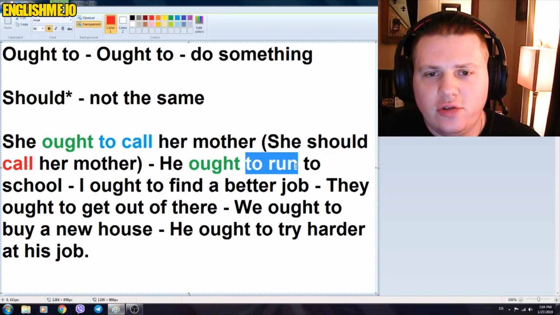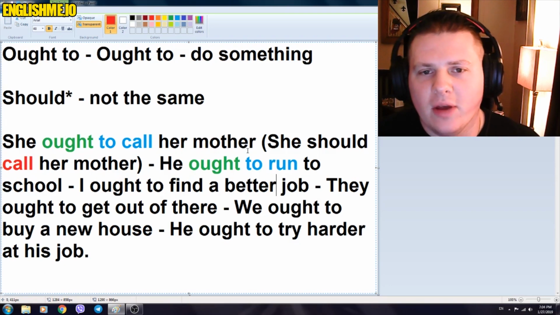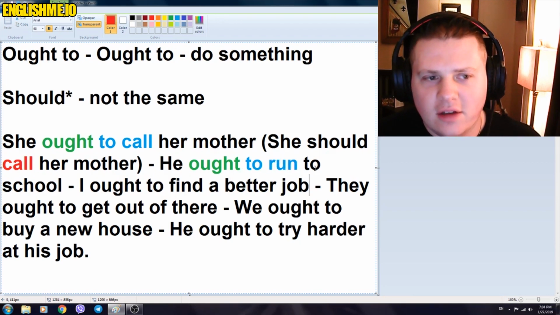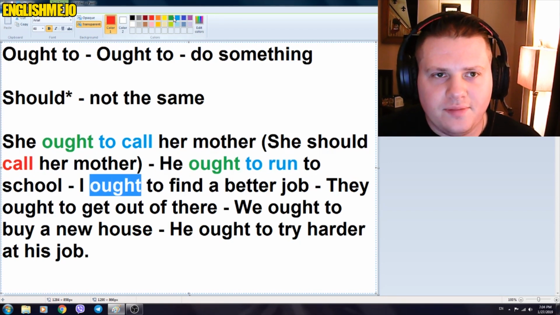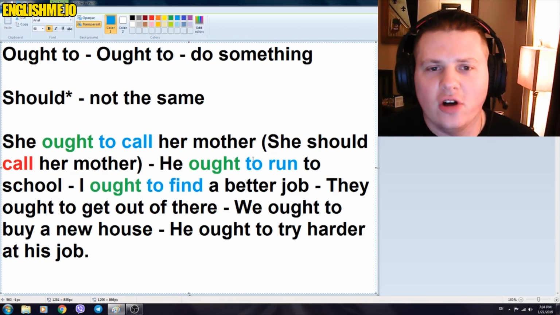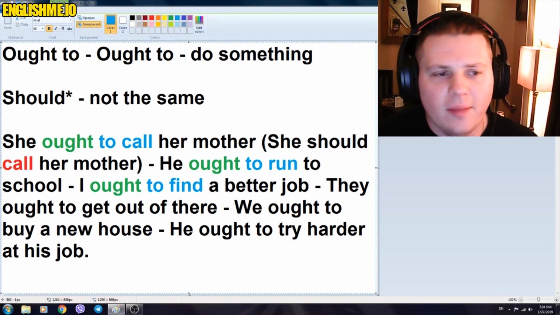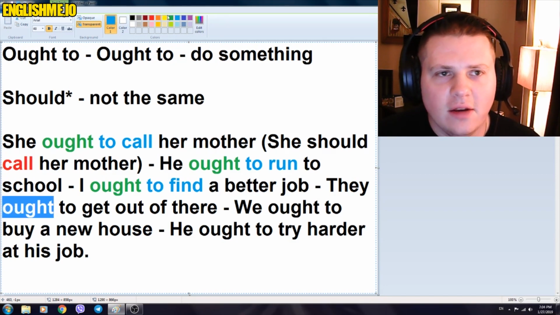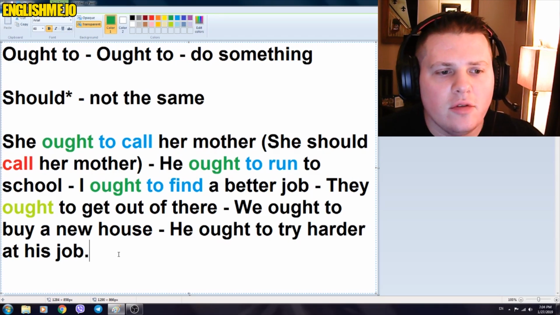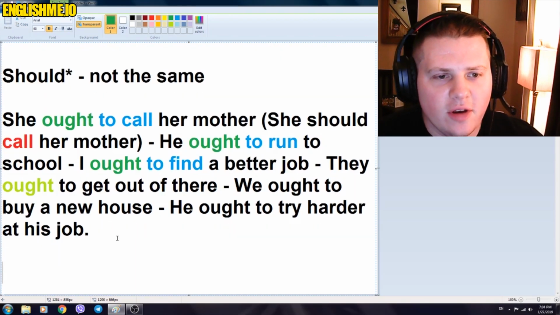To call, to run, right? She ought to call her mother, meaning she should call her mother. He ought to run to school, right? I ought to find, right? The infinitive again, right? To call, to run, to find a better job. They ought, once again, it's pronounced "ought." Oh, wrong color. Always goes crazy, this program. Anyway. So that's pretty much it. It's pretty straightforward.